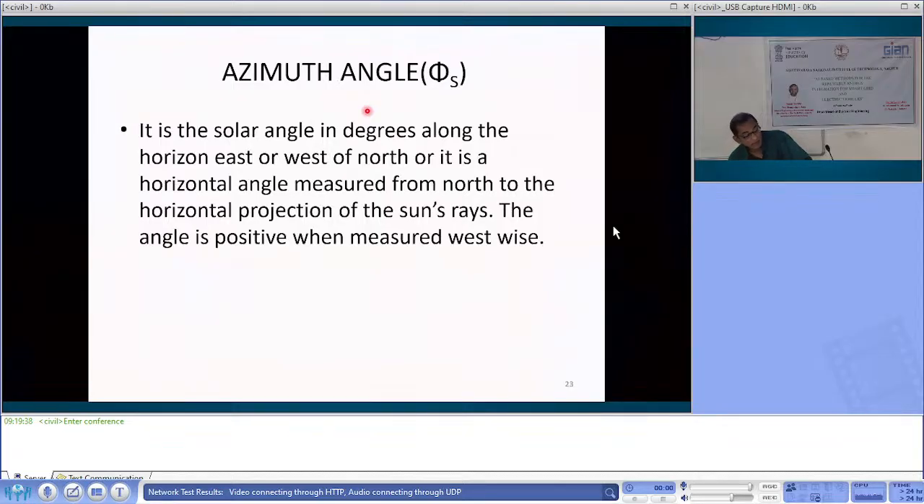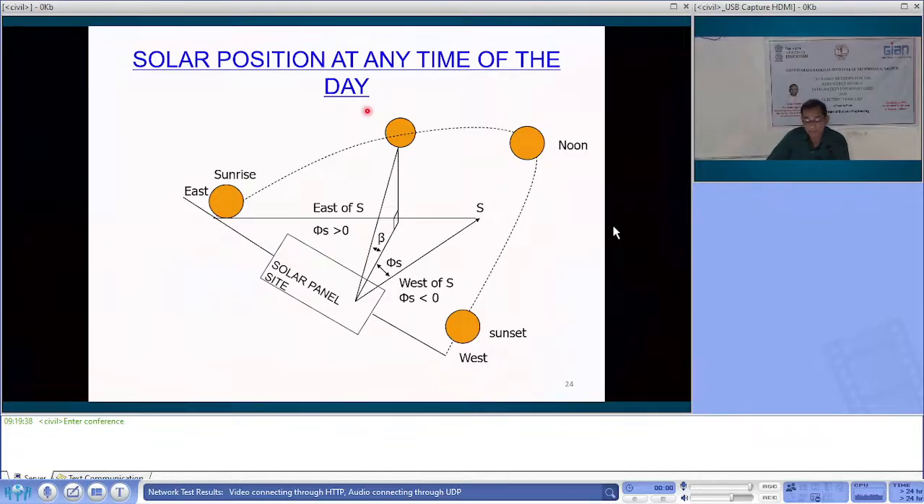The azimuth angle is very important because it is the angle that is measured. Look at this solar panel site, we have east and west side. They have mentioned that east of south, phi will be greater than 0, and west of south, towards the west, phi will be less than 0. Accordingly, phi is indicated here, and from sunrise to sunset the locus of the sun is shown, and around 12 noon that position is shown.